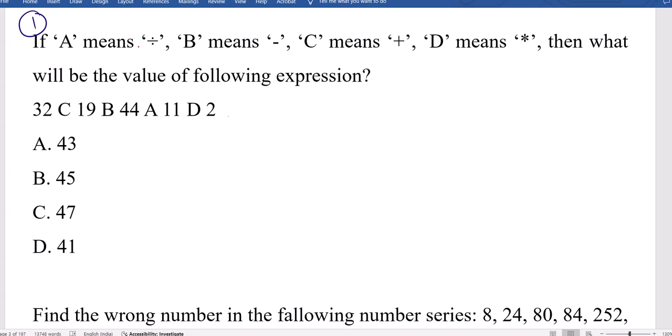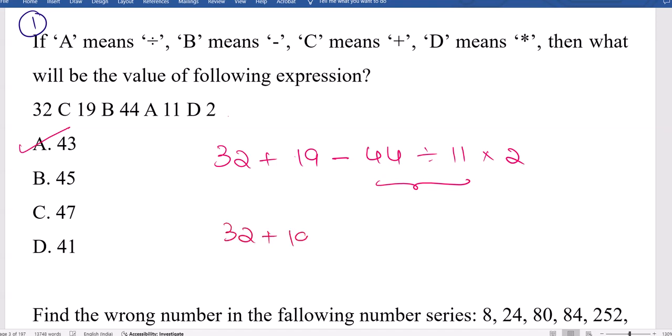So what we have to do, C should be substituted by addition. B is nothing but subtraction, A is division, D is multiplication. The answer is 43, right? So values may change, but this model of questions you people can expect. We have to do division, then multiplication. If you do division, we will get 4. 4 into 2 is nothing but 8. You got 32 plus 11, which is nothing but 43. Option A is correct. Perfect, option A.